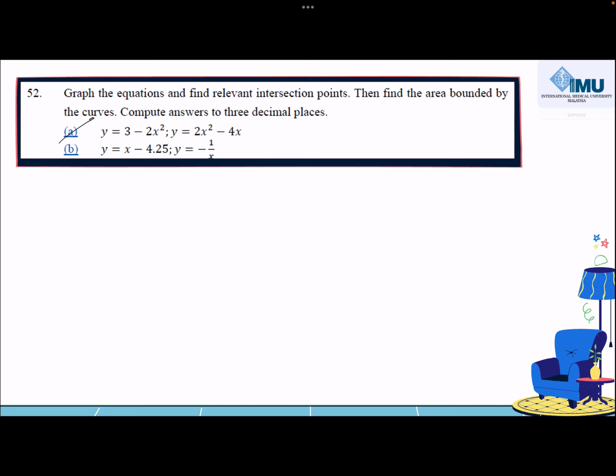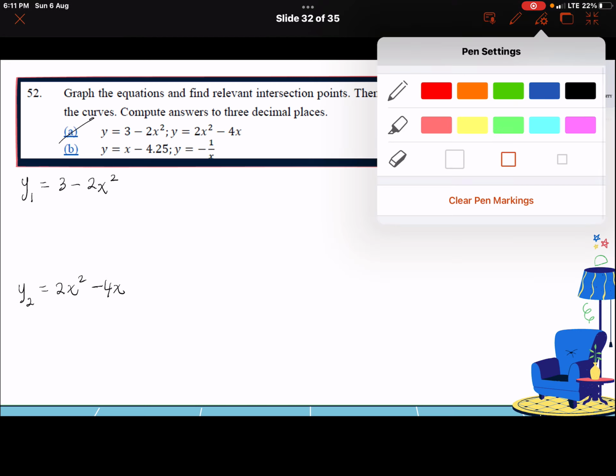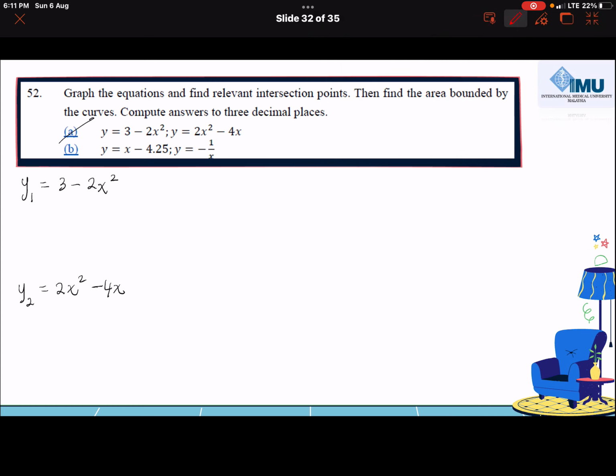So you have one parabola, which we denote as y1, 3 minus 2x squared. And you also have the second parabola, which is 2x squared minus 4x. Now, how to sketch the parabola? You need 4 important points.